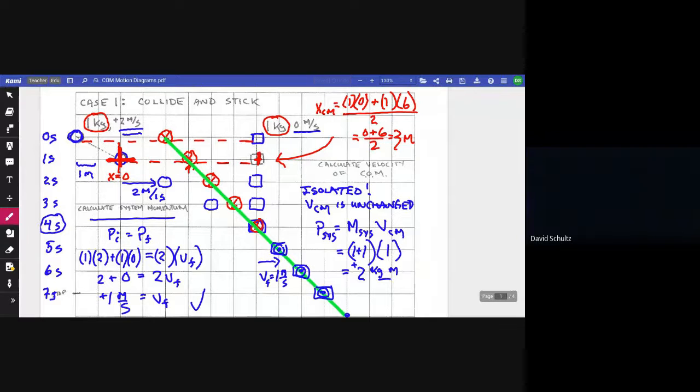kg meters per second. And the reason I point that out is because that number, plus 2, is also equal to what we calculated for the P initial, right? It's also equal to P final as well. So a different way of finding the momentum of the system is simply to add up the masses and multiply by the velocity of the center of mass. And that tells you the momentum.